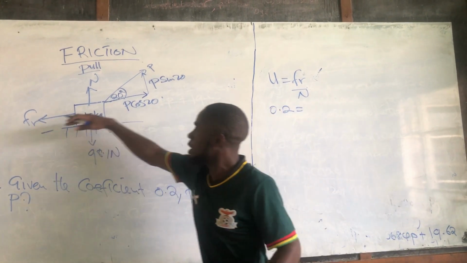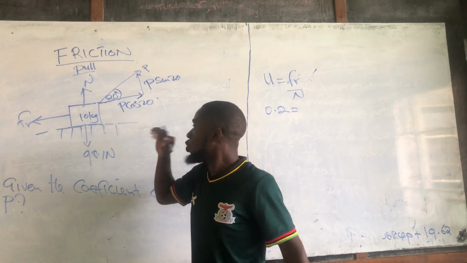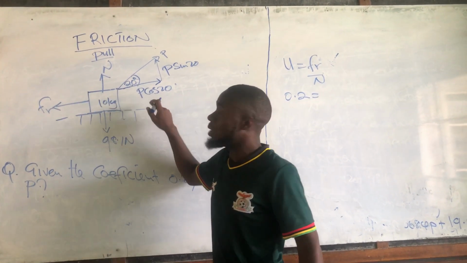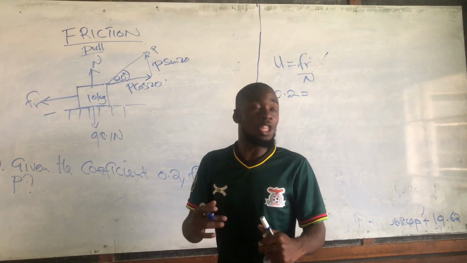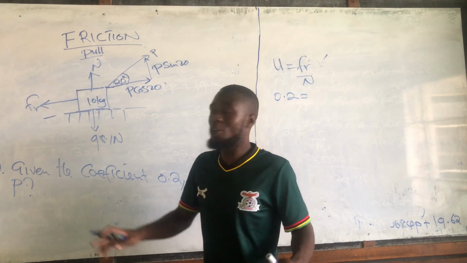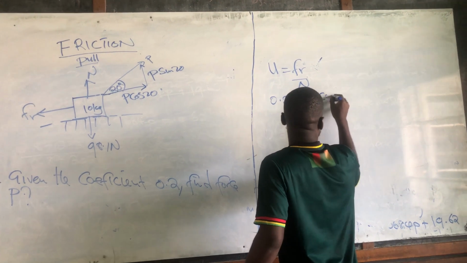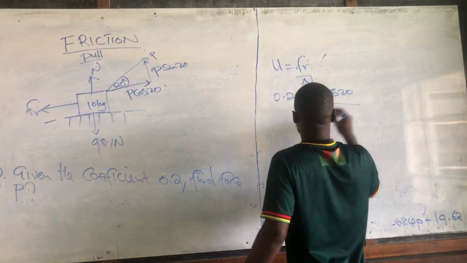The frictional force is in the horizontal, so you do all the forces in the horizontal. How many forces are in the horizontal? 1, 2. And when you have only 2 forces in the horizontal, they are equal to each other. Automatically, the frictional force equals P cos theta, so P cos 20, over.